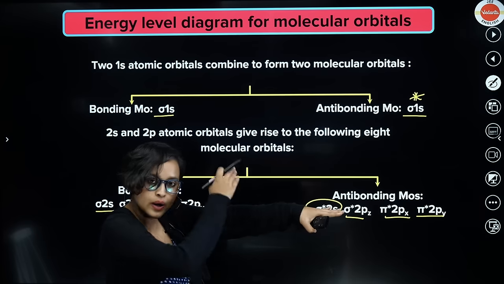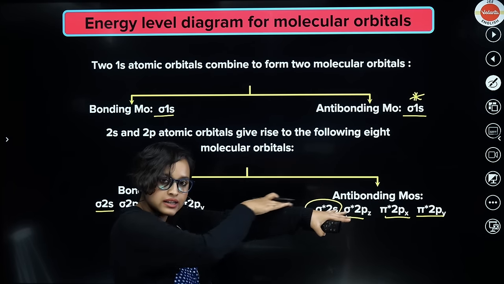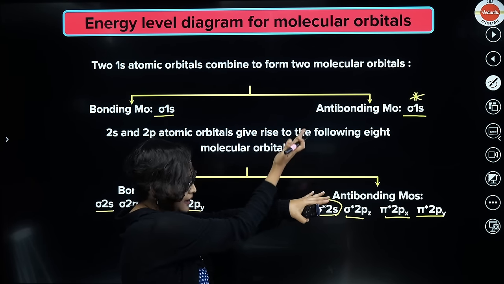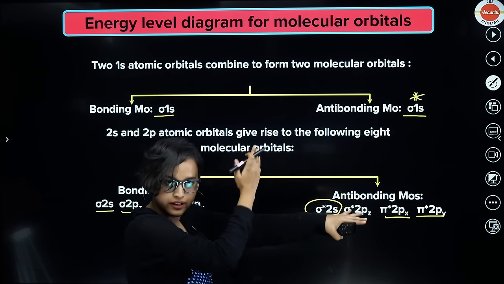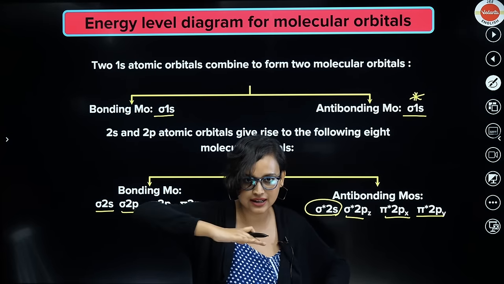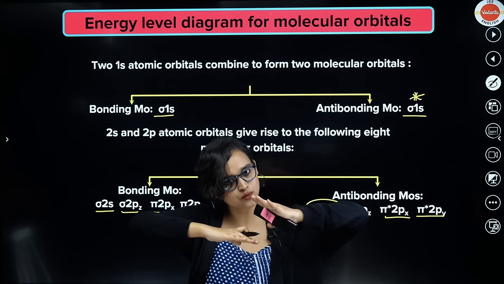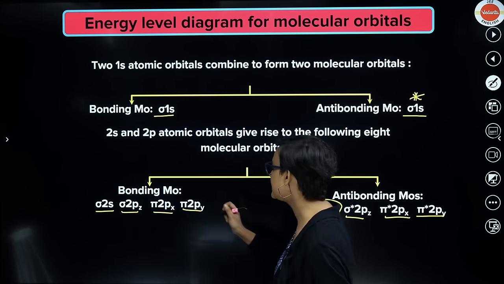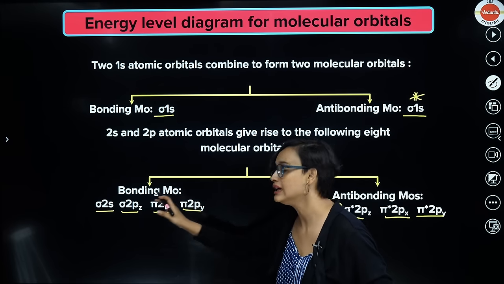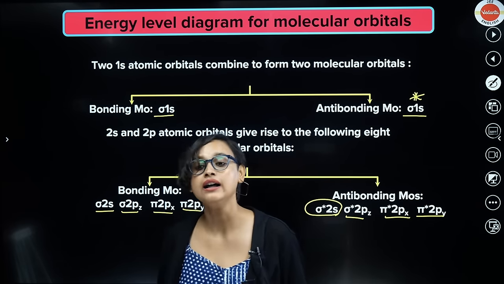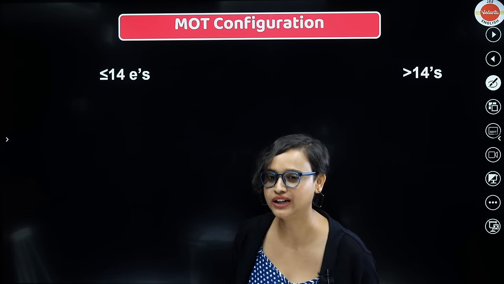Z is where they combine coaxially. But x and y are collateral. Do you remember? Z was this axis. This was your x and this was your y, correct? So exactly these two will be pi and z is sigma. Now let's draw it, everybody.